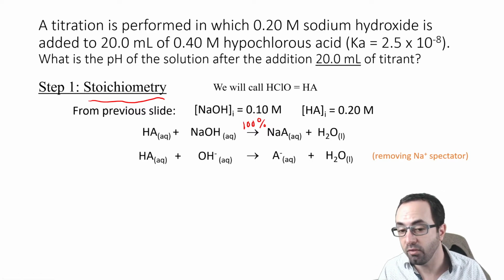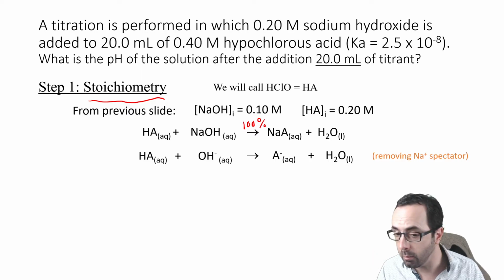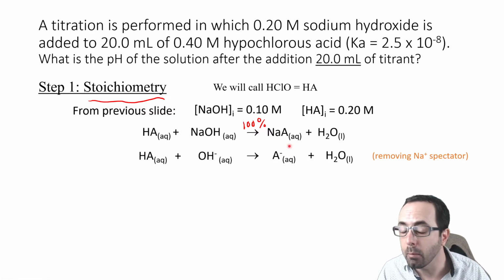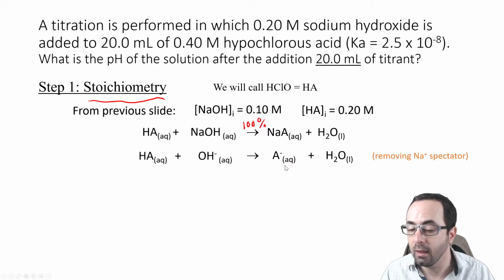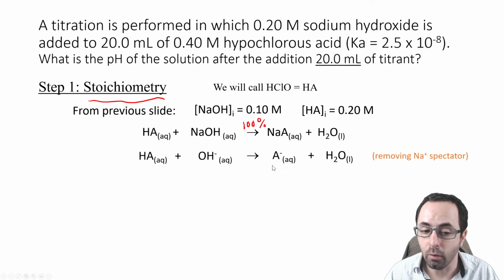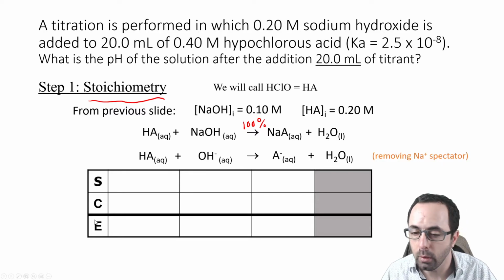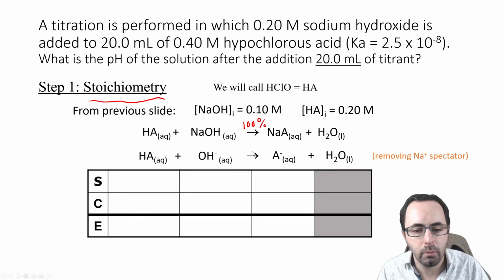Because what we're interested in figuring out to do our equilibrium step next is how much of the weak acid do we have remaining and how much of its conjugate base is in the solution. And so that way we can perform the equilibrium calculation. So we're going to make a table. It's not an ICE table. It's an SCE, start, change, end of stoichiometry table. Okay? We're doing stoichiometry. This is not equilibrium. There's no double arrow here.